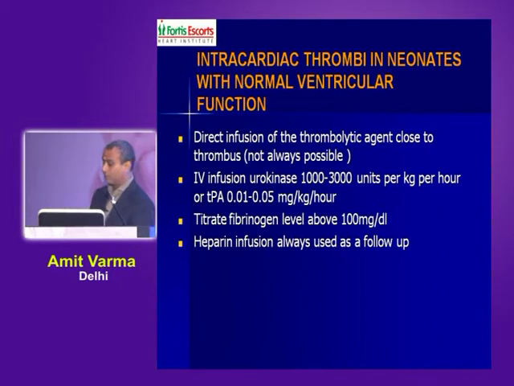Direct infusion of the thrombolytic agent close to the thrombus, as you know, is easier said than done. What has been recommended is IV infusion of urokinase. We can also use TPA now, and that is something that we would use in our units. We titrate the fibrinogen levels above 100, and heparin infusion is always used.